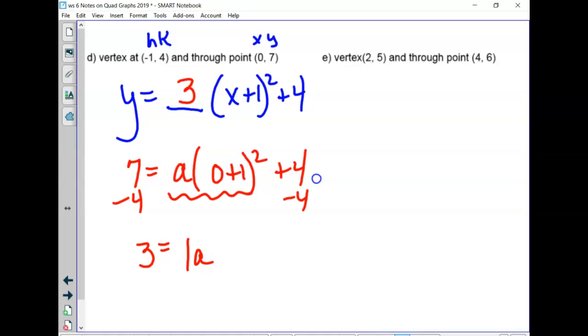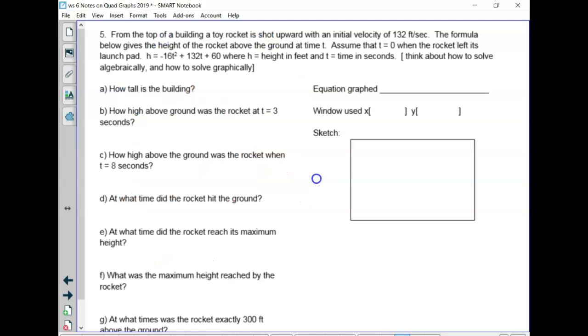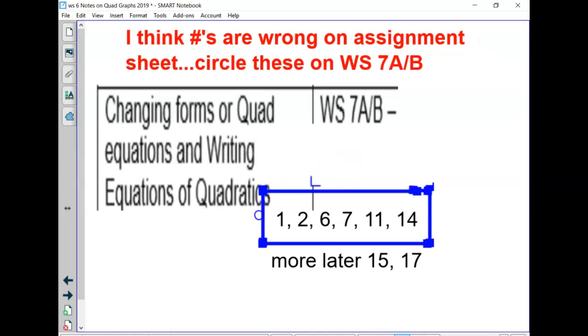Everybody good, though? Okay. This is the assignment tonight. Please write this down because it's not correct. It's on your assignment sheets, and I don't have a homework check sheet for you yet. So pull out worksheet 7, circle 1, 2, 6, 7, 11, and 14. Those 6 questions. 1, 2, 6, 7, 11, and 14. Eventually, you're also going to have to do 15 and 17 on the back, but we haven't talked about how to do those yet. And actually, they're not on the back because it's not two-sided.